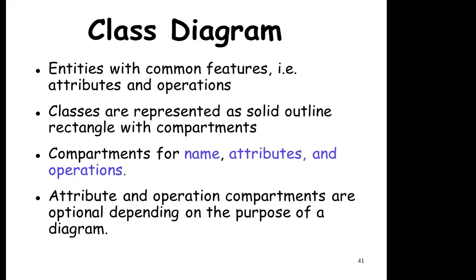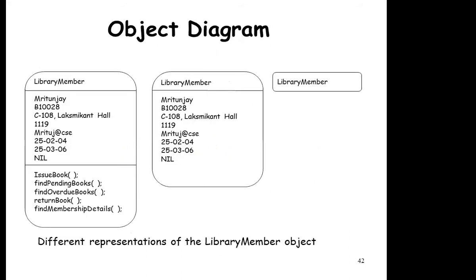So what is a class diagram? What is a class? I will not repeat. These are entities with common features, attributes, and operations through methods. Next. Just see the example of the class diagram here, library member. Here is the data of that particular member. Then there are different methods in a class. So the same class can have different class diagrams. You can represent it with the help of different types of class diagrams.